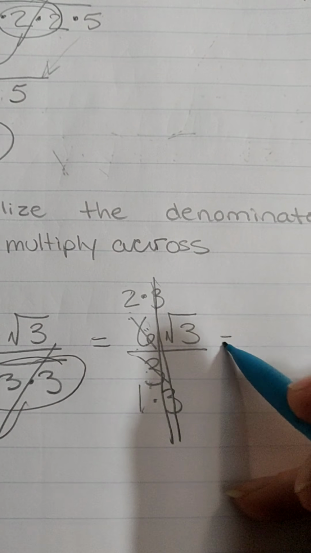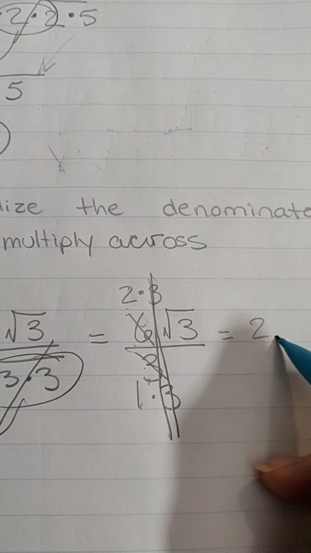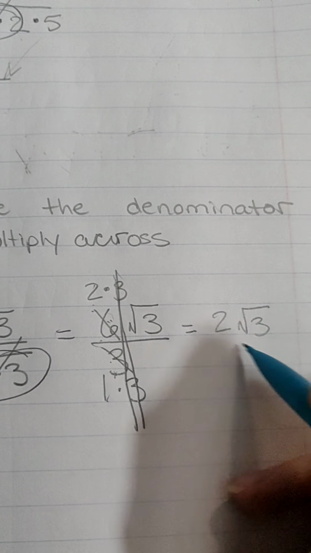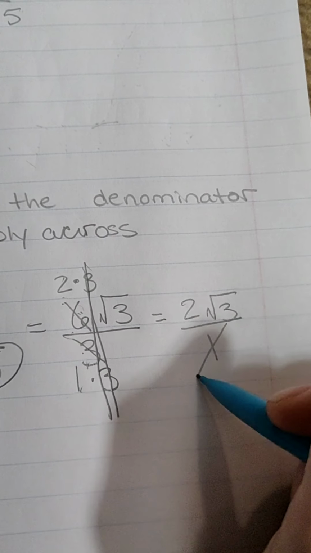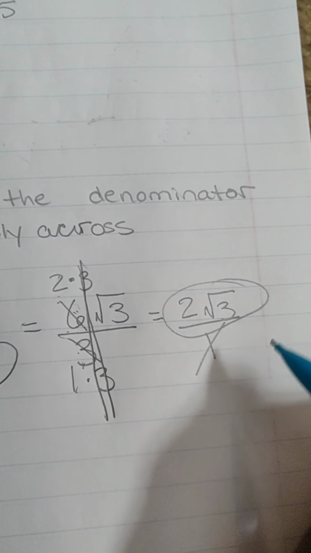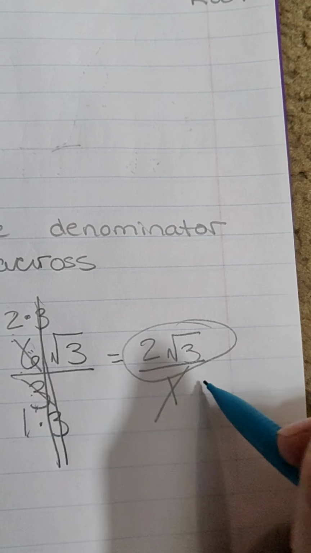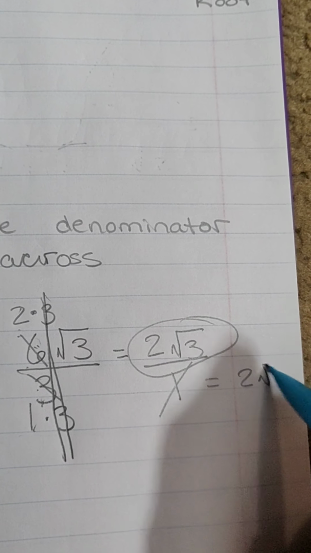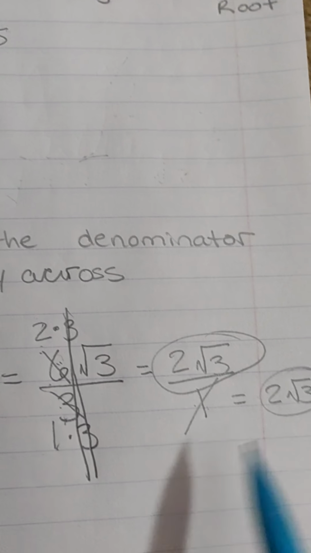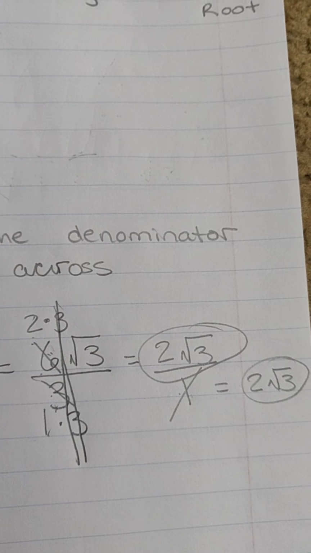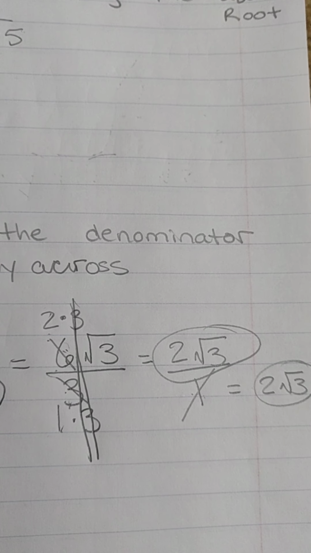So for my final answer, I can put 2 square root 3 divided by 1. Or, remember, when there's 1 on the bottom, the number on top is just your final answer. So 2 root 3 is your final answer. I would also accept this. Just remember, you don't need the 1 on the bottom. Okay? Hopefully that makes sense for you.